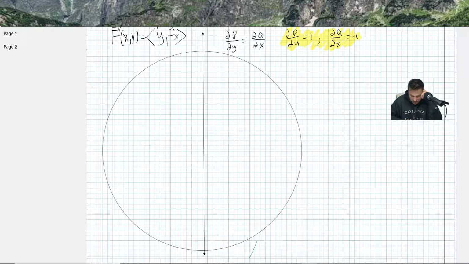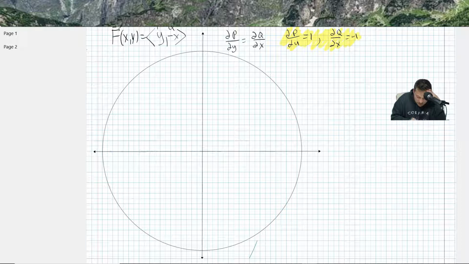If I go all the way across, let's also throw in the x-axis, again cutting right through the center to the best of our ability. So roughly it looks like this. Good. What we're going to do now is just measure the field at a couple different points.